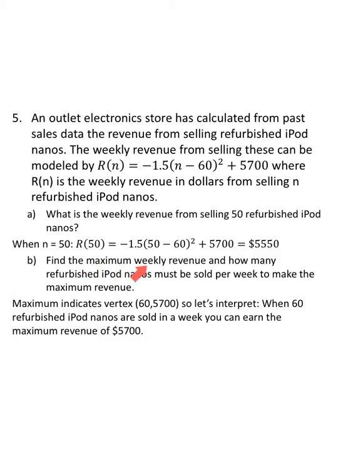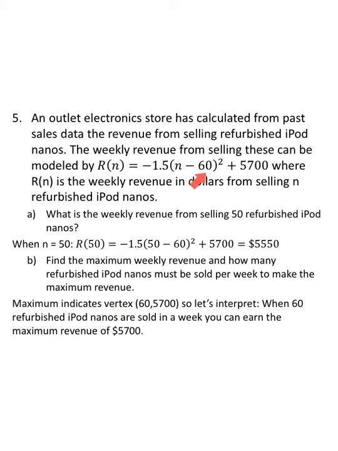Find the maximum weekly revenue and how many refurbished iPod Nanos must be sold per week to make the maximum revenue. As soon as I see the word maximum, I'm going to go back up to this equation. Oh look, it's a quadratic, so we know it's a parabola. Because this first value is negative, we know it's a parabola that opens down. It does have a maximum. Its maximum is going to be at the vertex. All right, so maximum indicates vertex.